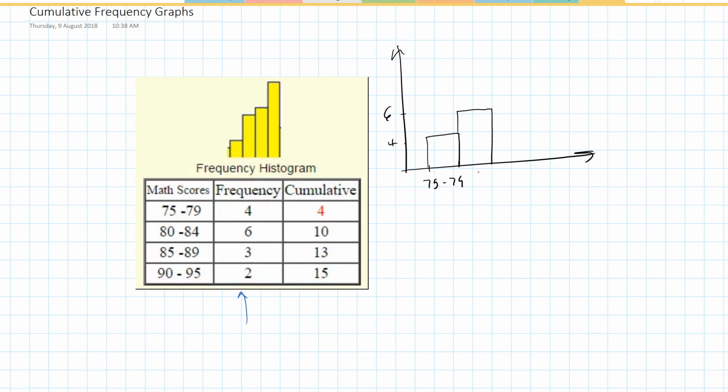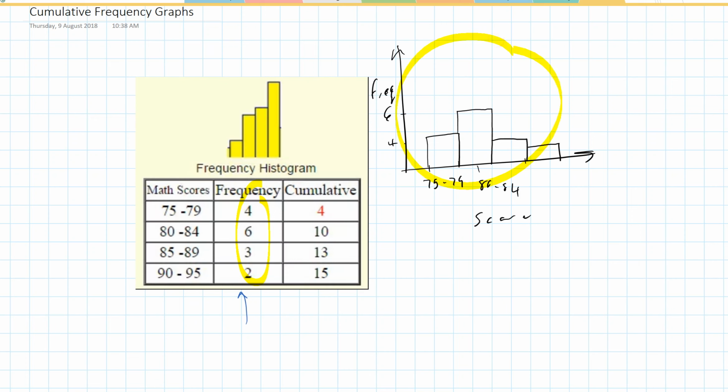And of course you label your axes, and this one here would be 80 to 84, and this score frequency here, that's a frequency, and so our next one up would be between 85 and 89 is 3 high, so it's in there, and then 90, 3 high is not that high, 3 high is this high, and 2 high, etc. So that is this column here.